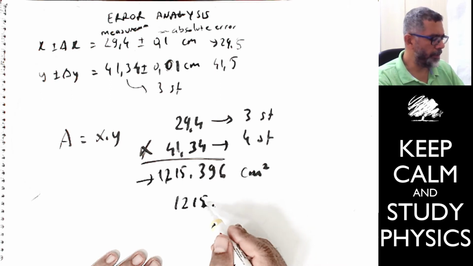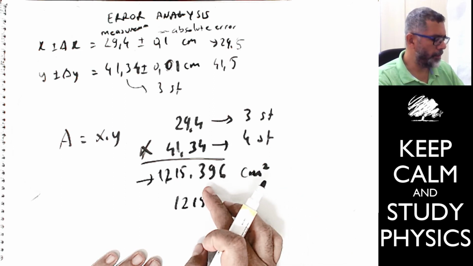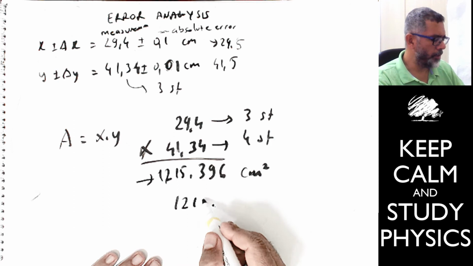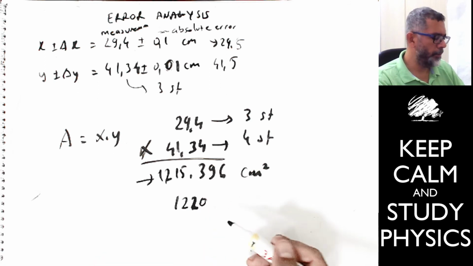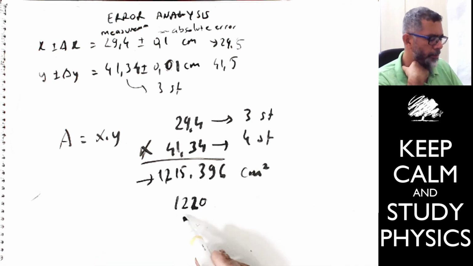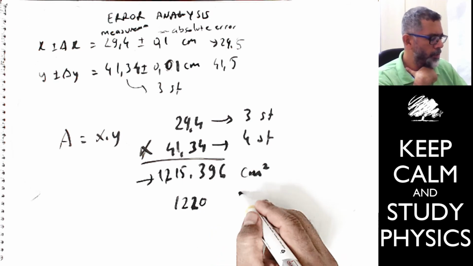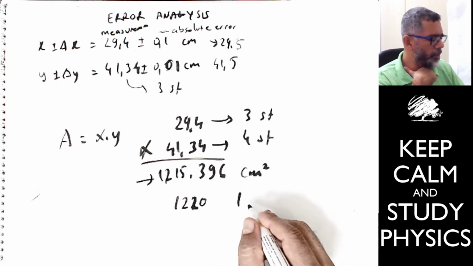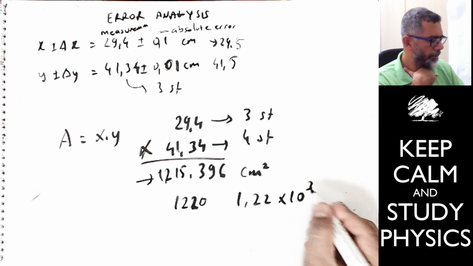How do you get rid of this 5? Well, this 5 can be gotten rid of by making it 0 and increasing this by 1. So 1220. But still, reporting this as an exact number is ambiguous because it's not sure whether we take this last digit as significant or not. Let's convert this to scientific notation, 1.22 times 10 to 3, right?